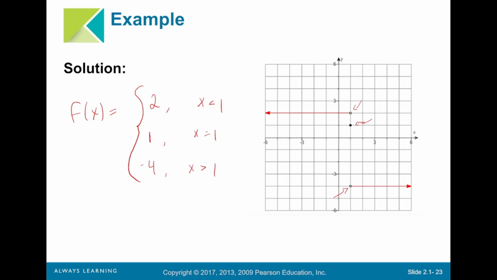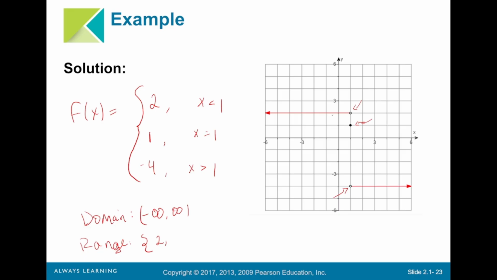And so if we want to think about the domain, I'm going from -infinity to 1 here, and then 1 is defined. And then I'm going from 1 all the way up to positive infinity. So my domain goes all the way from -infinity to positive infinity. And my range, remember, is all of the y values covered by this function. And so it's actually just a set of 3 numbers. I only have 3 y values anywhere on this graph.